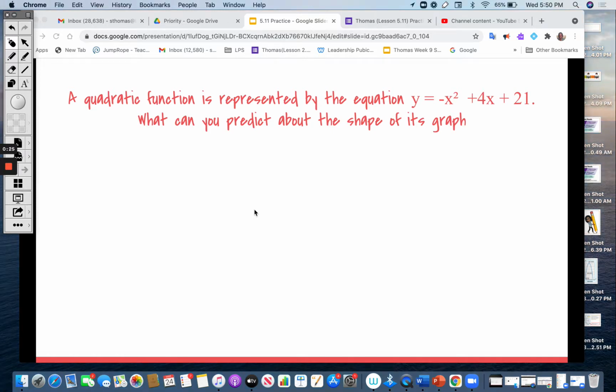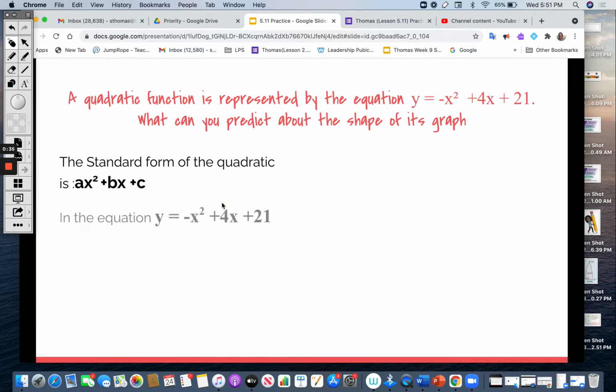graph. We know that the standard form of the quadratic comes in the form ax squared plus bx plus c. And here are a couple of things we can predict about the graph. In this particular equation, the equation is given by y is equal to negative x squared plus 4x plus 21.